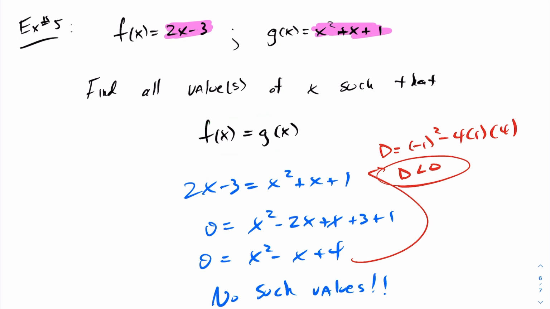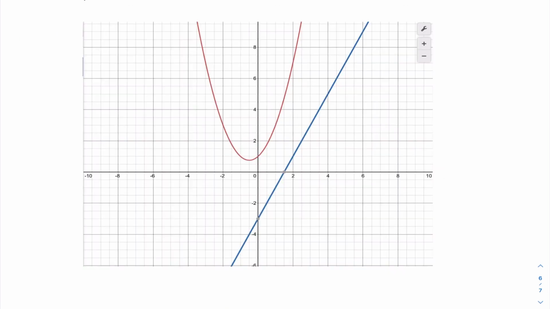Let's take a quick look at the sketch of both these graphs on the same Cartesian plane. Taking a look at both of these graphs on the same screen, you'll see we have our y equals 2x minus 3, and then we also have our y equals x squared plus x plus 1. You can clearly see the quadratic function and the linear function do not intersect anywhere, which is why we had complex roots.